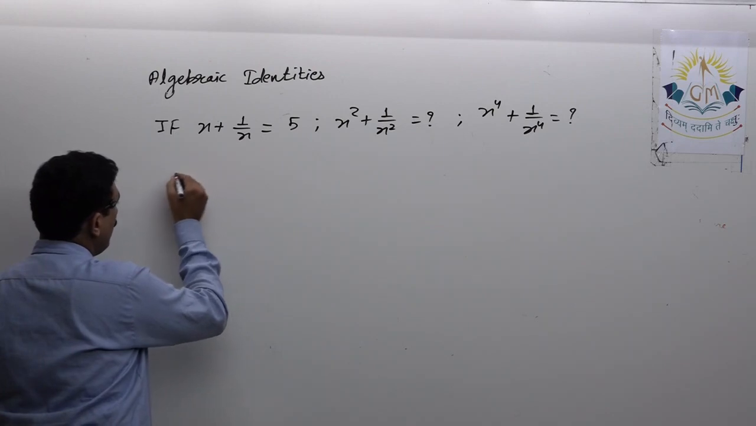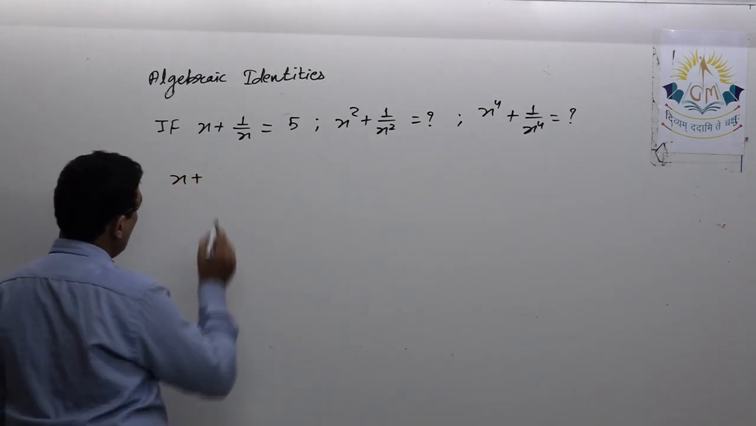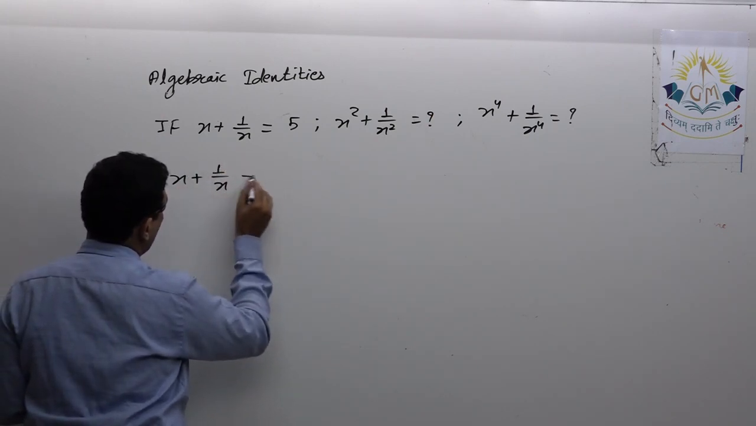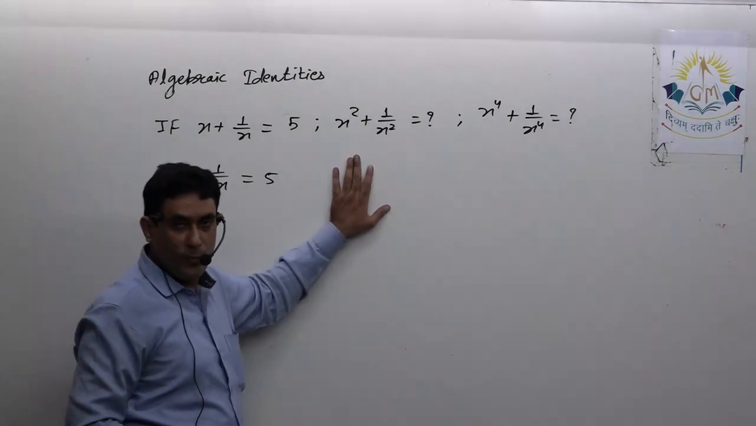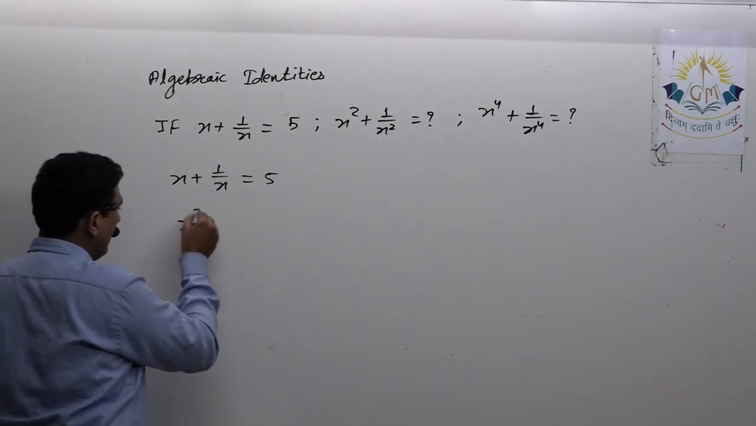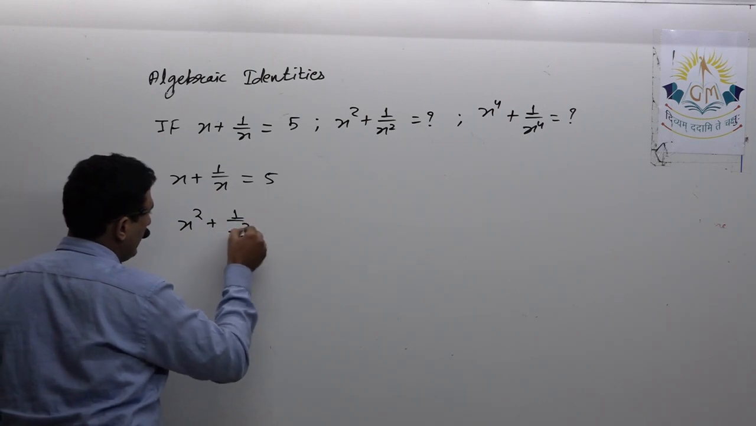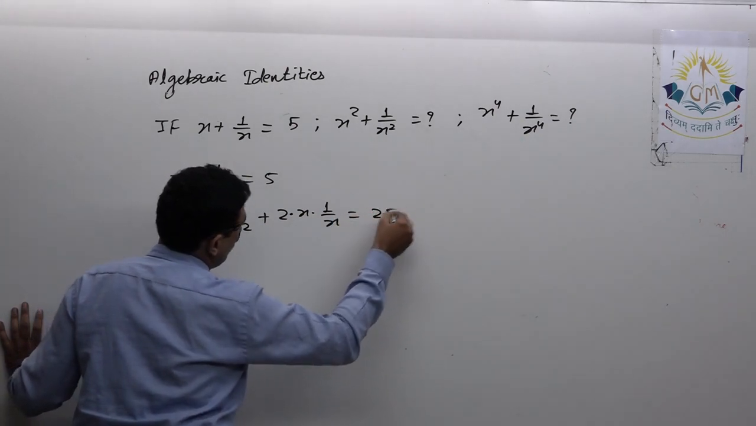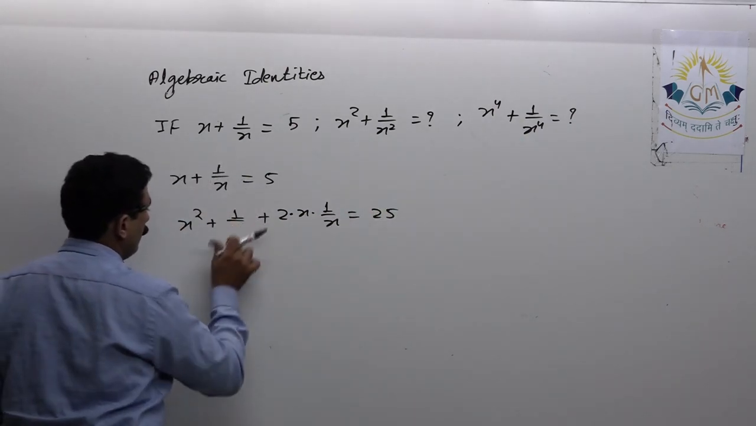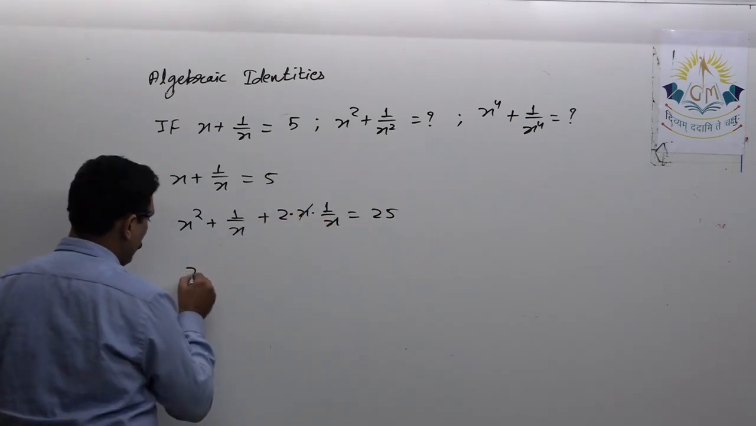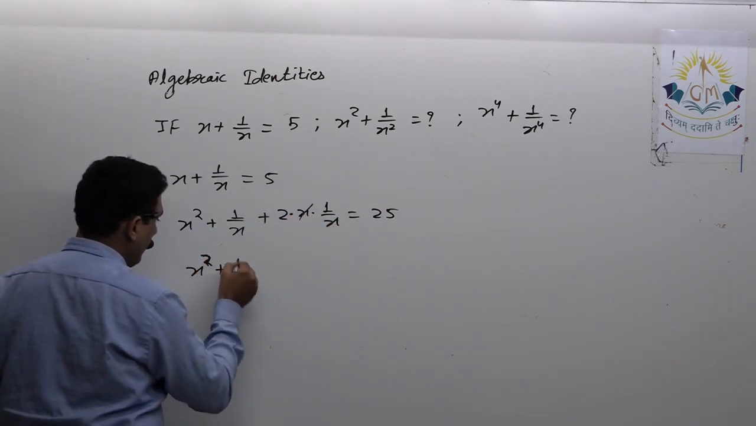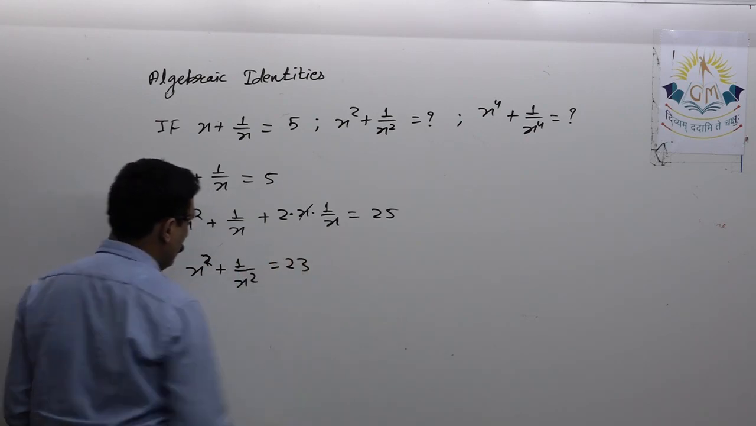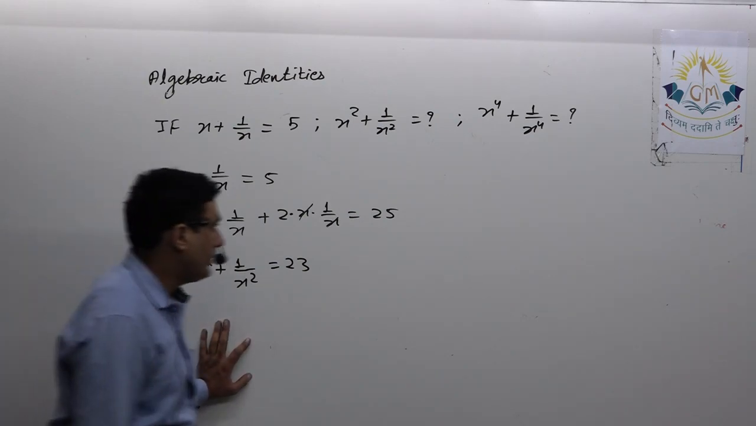So we'll start with the identity itself. x plus 1 upon x is equal to 5. Now here you can see square is there, so we take the square of both sides. So here we'll get x square plus 1 upon x square plus 2 into x into 1 upon x is equal to 25. Okay, so this x and x will cancel out. So here I directly get the value of x square plus 1 upon x square. So plus 2 when it comes on that side, it will become 23. So this is the value of x square plus 1 upon x square.